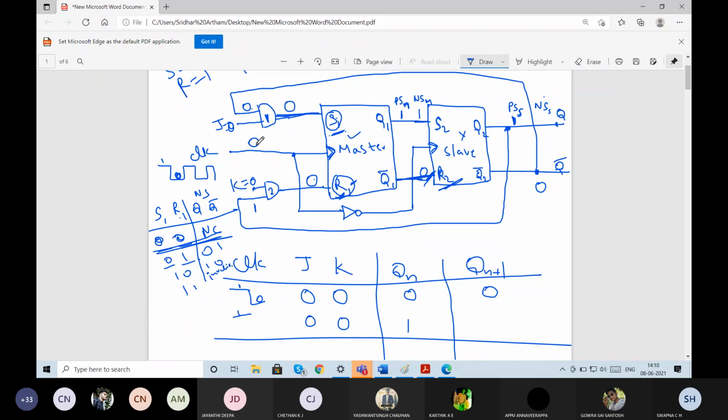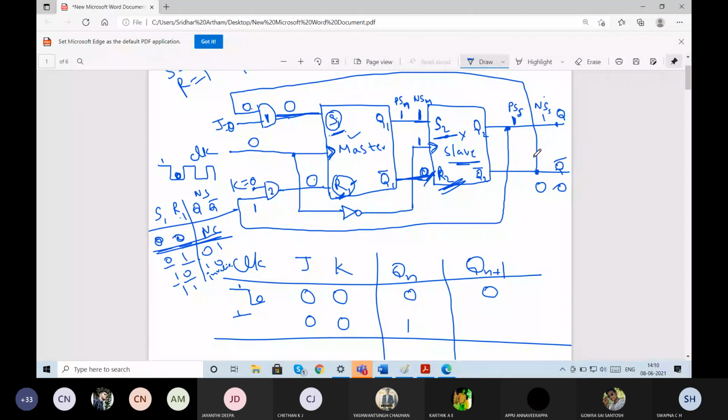So when clock is 0, master will be given clock 0 and slave will get clock 1. Okay, so master will be inactive. It means that its output will be 1, Q1 will be 1 and Q1 bar will be 0. And since the slave has got 1 as a clock, it will check S2 and R2 inputs now. S2 input is nothing but 1 and R2 is 0. S2 is 1, set is 1 and reset is 0. The output will change to Q equal to 1 and Q bar equal to 0.